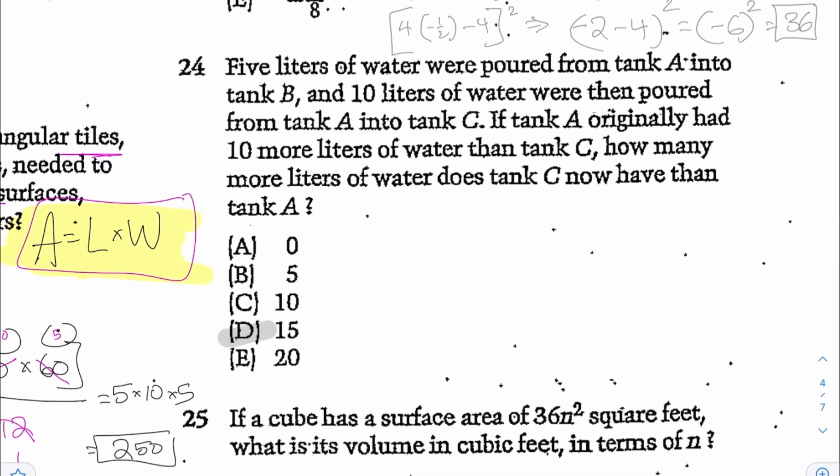All right, next for number 24. 5 liters of water were poured from tank A into tank B, and then 10 liters of water were then poured from tank A into tank C. If A originally had 10 more liters of water than tank C, how many more liters of water does tank C now have than tank A? So we have 3 tanks.